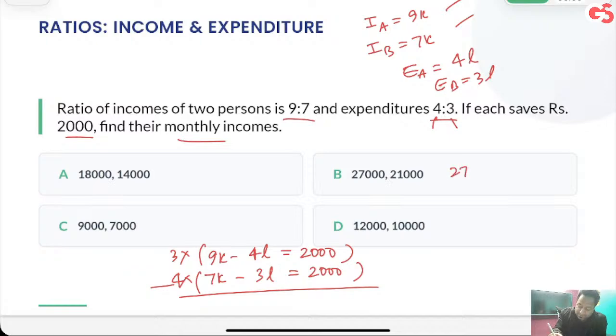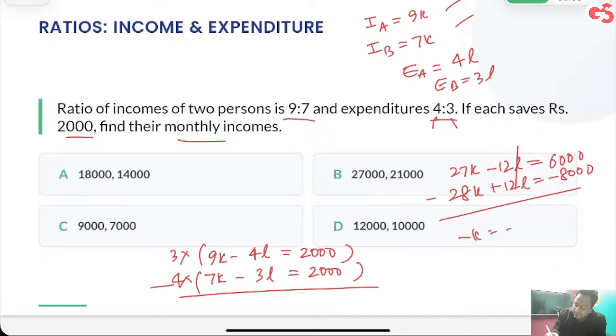We get 27K minus 12L equal to 6000, and below 28K minus 12L equal to 8000. Subtracting, the 12L gets cancelled out, so minus K is equal to minus 2000, which means K is equal to 2000. So 9K and 7K, 18,000 and 14,000 is the answer. Got it? Did you understand?